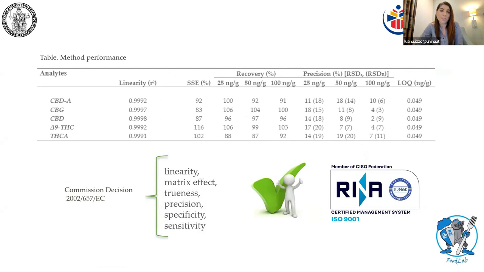In this slide, I have reported all the characteristics of the validation method, because also in this case the Commission regulation reports a very stringent regulation about the validation of the method. In this case, to ensure the correct quantitative analysis of the galenic preparation, we followed all the guidelines reported in this regulation for validation of the method.